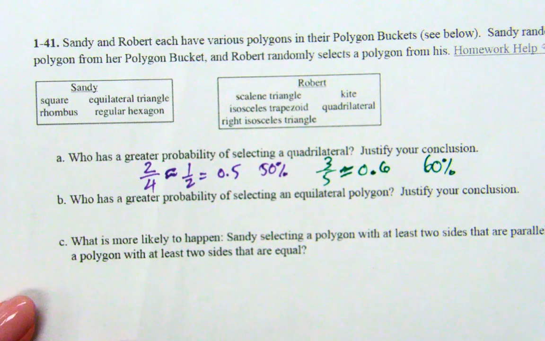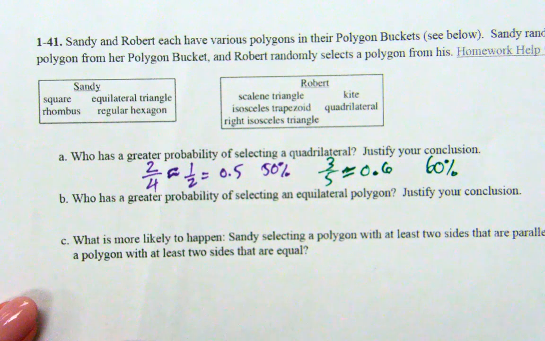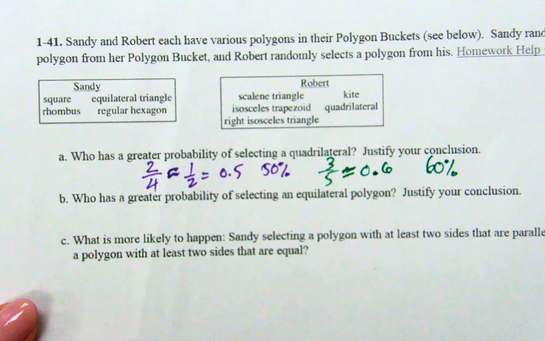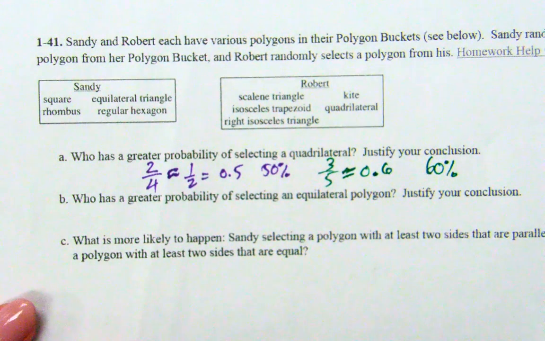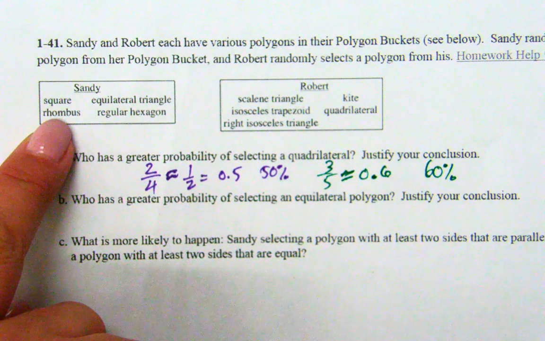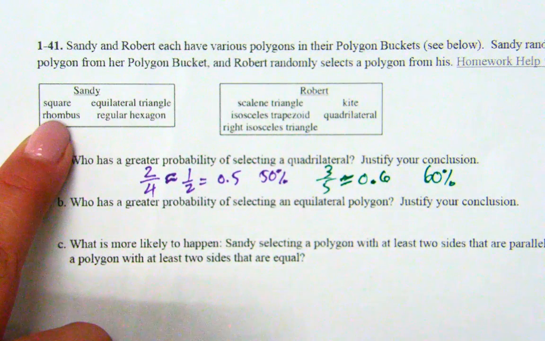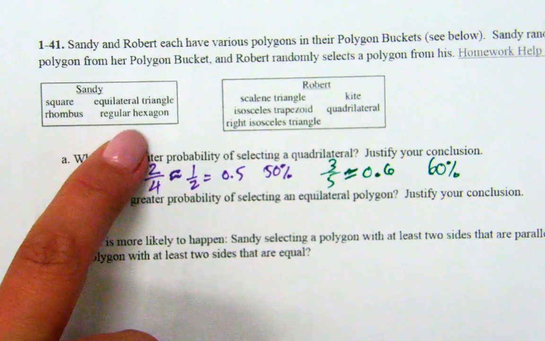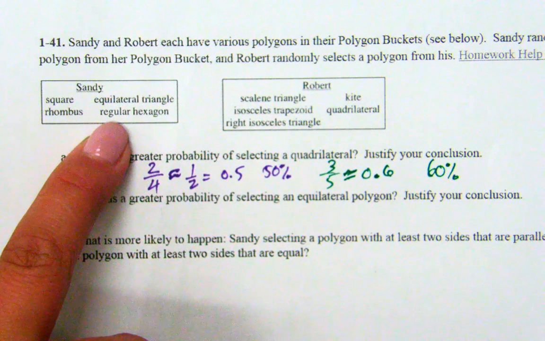Okay, now the next one, who has a greater probability of selecting an equilateral polygon? So you're looking for something that has every side the same. A square, okay, that has every side the same. Rhombus, that actually also has every side the same. It's just a square kind of tilted. Equilateral triangle, obviously it's equilateral, so there's 3. And then a regular hexagon, well, I hope you remember what regular means. Regular means all sides are equal, all angles are equal also.